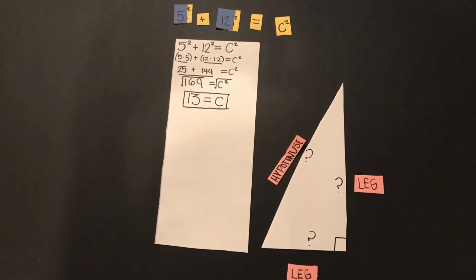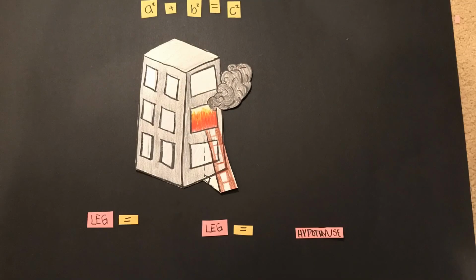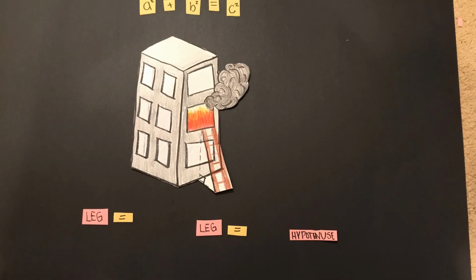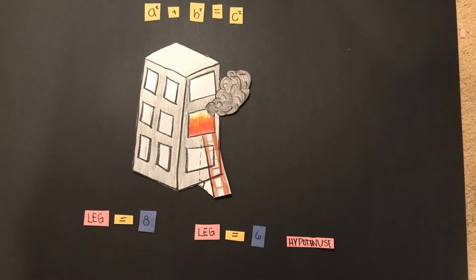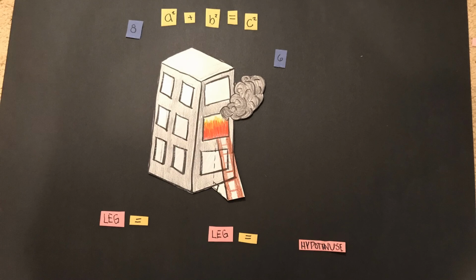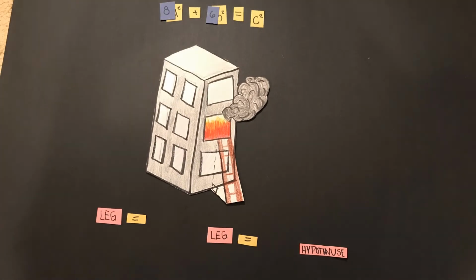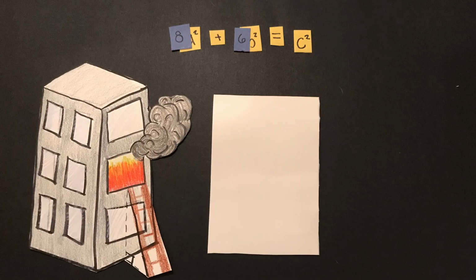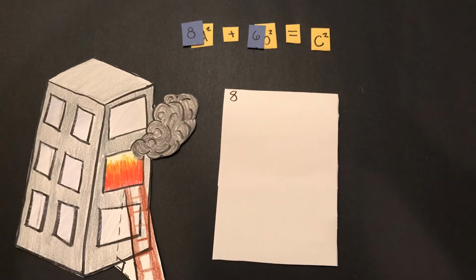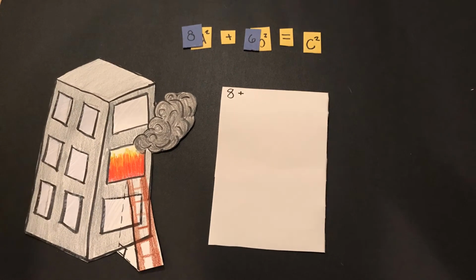Now let's solve a word problem. A fireman needs to reach a burning room of an apartment building as quick as he can. The window to the room is 8 feet from the ground, and the base of the ladder must be placed 6 feet from the building. How tall must the ladder be? So we need to plug the variables into the formula. Now the formula should read 6 squared plus 8 squared equals c squared.